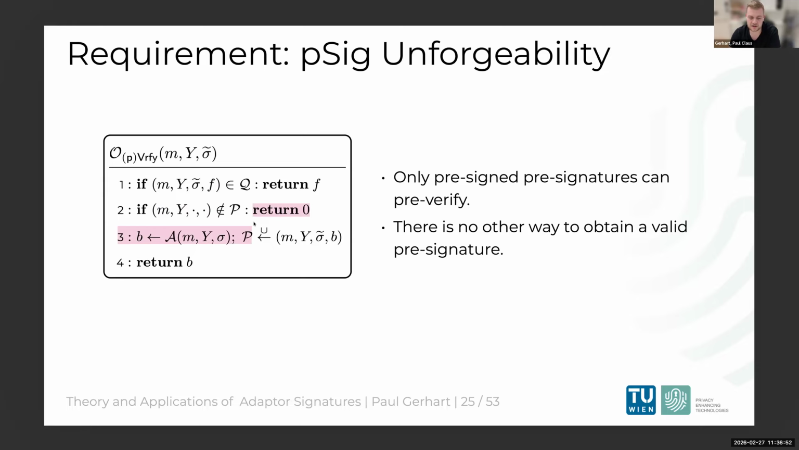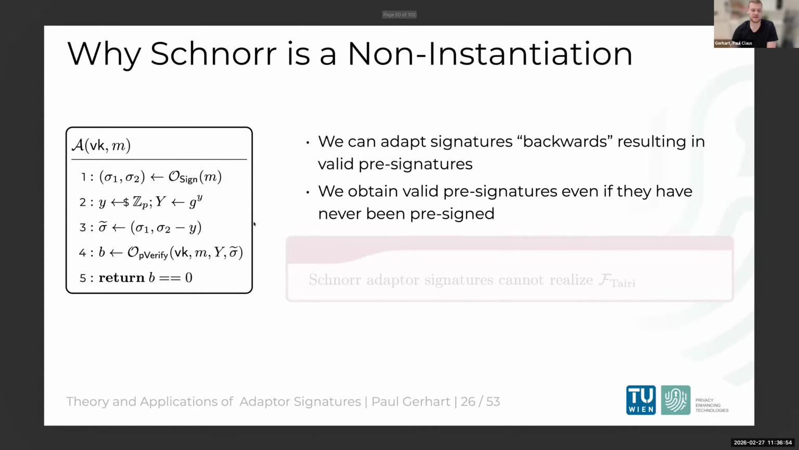That's important. And now look how we build a distinguisher. So we have the following adversary. What he does, he calls a sign oracle. He gets a signature. He samples a statement-witness pair. And then he backwards adapts the signature.